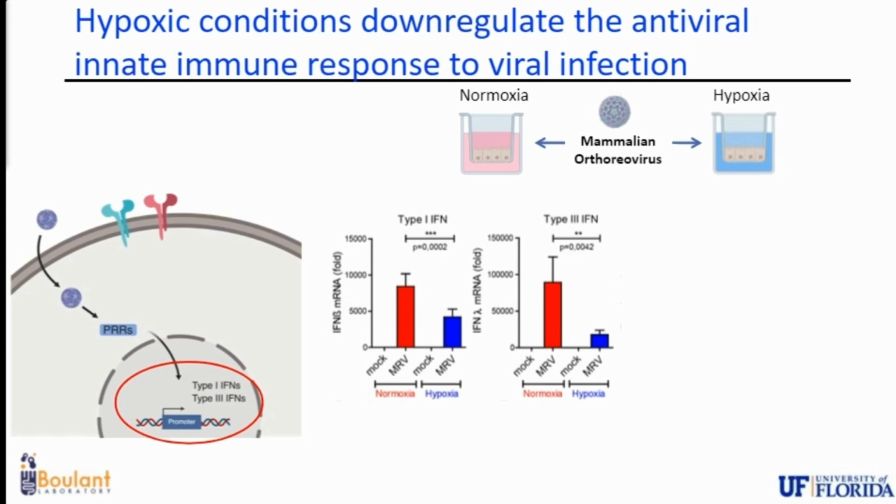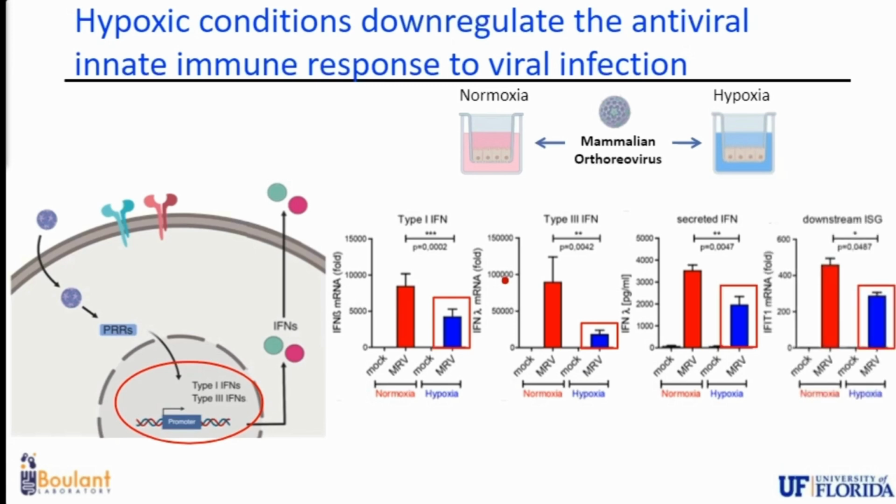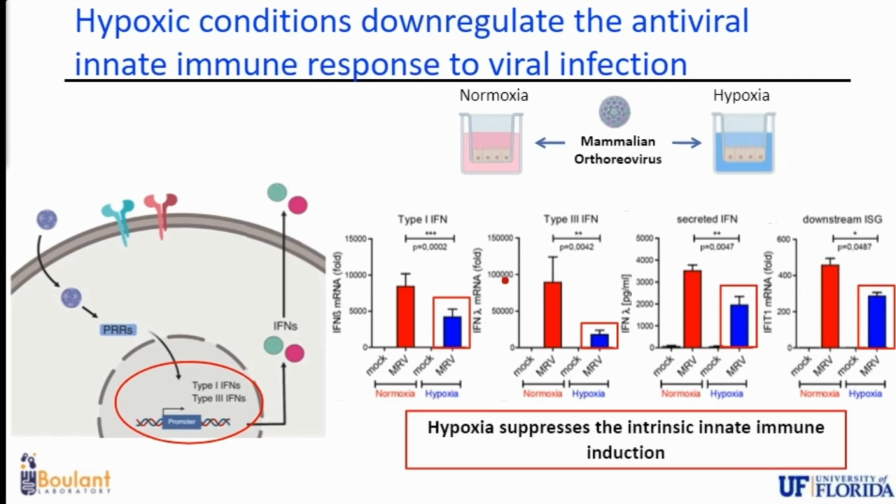We monitored the amount of type 1 and type 3 interferon that were made at the RNA level, using RT-PCR. And you can see that between normoxia and hypoxia, there is a decrease in the production of type 1 and type 3 interferon when there is no oxygen in the medium. And this was not only true at the transcript level, but also at the protein level, as we could identify when looking at the amount of interferon that is secreted by the cell into the medium. And as a consequence, we can also show that the downstream genes regulated by interferon, the interferon-stimulated genes, are also decreased under hypoxia compared to normoxia. So that suggests that hypoxia suppresses the intrinsic innate immune response of intestinal epithelial cells upon viral infection.